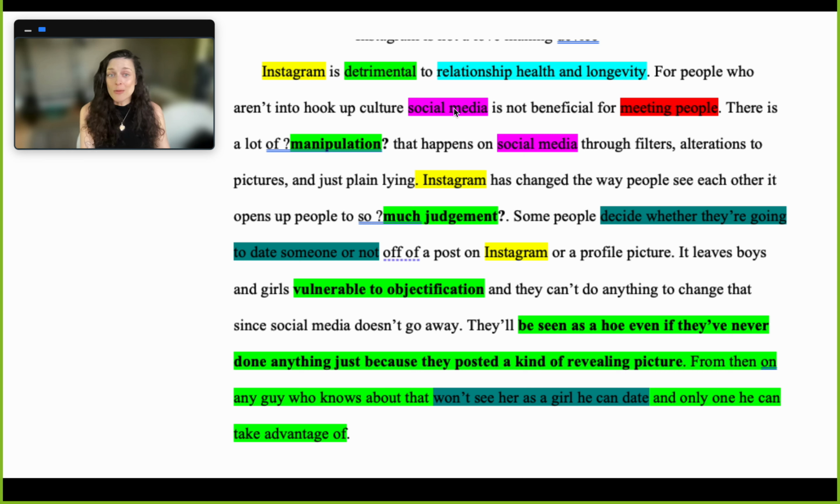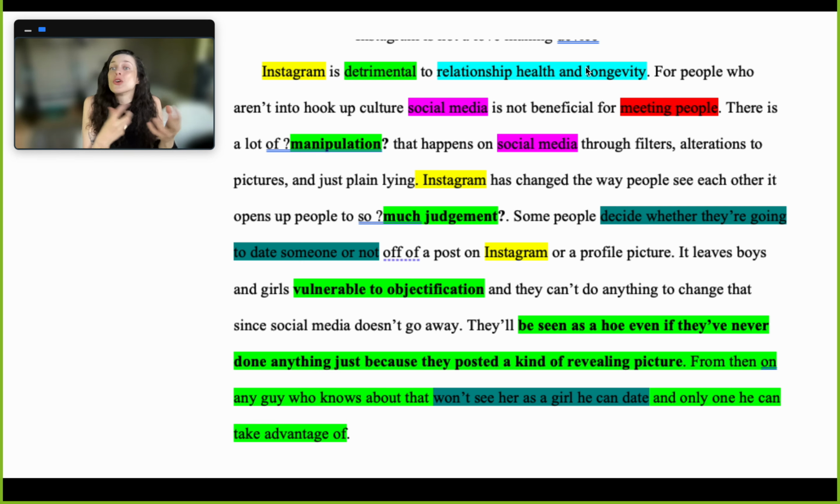I also see that this one, Instagram, okay, so there's a connection there to this idea, has changed the way people see each other, and it opens up judgment. Okay, that seems to be detrimental, so that's kind of participating. But then we change topics and say, some people decide whether they're going to date someone or not. Well, this is also different because this is relationship health and longevity. That means that you're already partnered and you're just helping your relationship stay on track. Whereas this one's about meeting people, whereas this one's about deciding to date someone or not. So you see how you would need to do some work to make these connect.